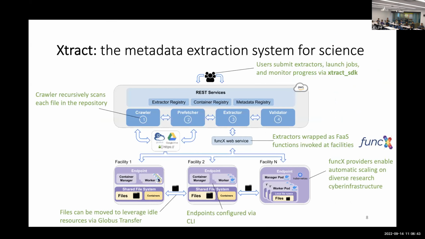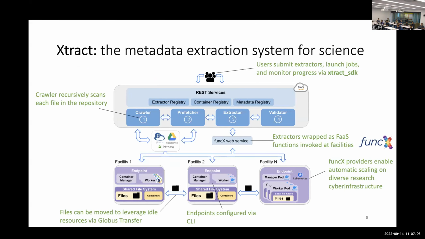Xtract is a metadata extraction system for science that orchestrates the application of these extractors to science files to get information out of them. The important thing is users submit extractors, launch jobs, and monitor progress via the Xtract SDK. I put the GitHub link at the end. The crawler recursively scans over each file in the repository to make a big list of everything you possibly have. Extractors wrapped as funcX functions are invoked at the facilities.